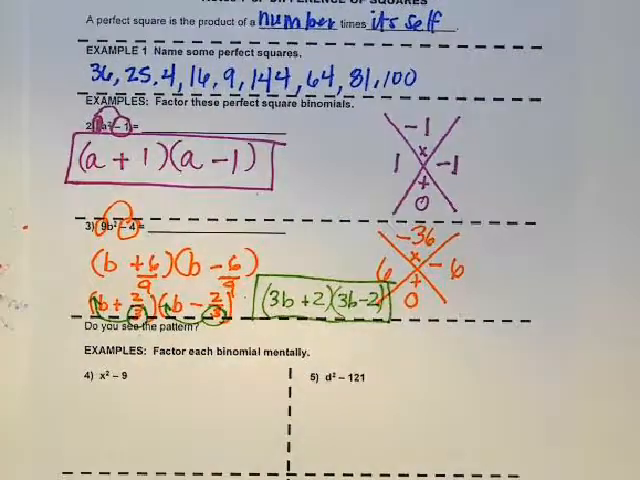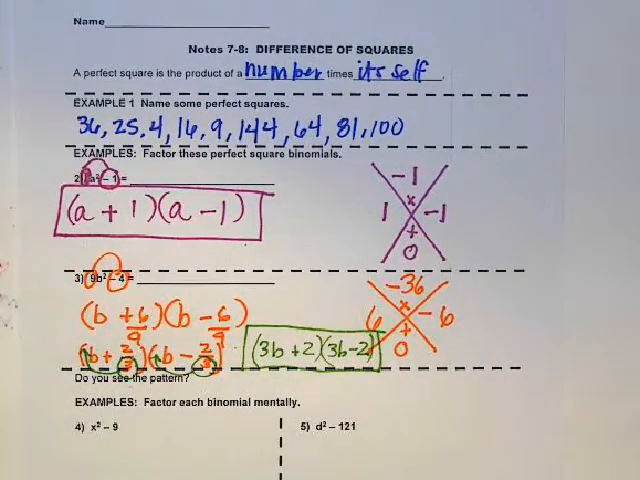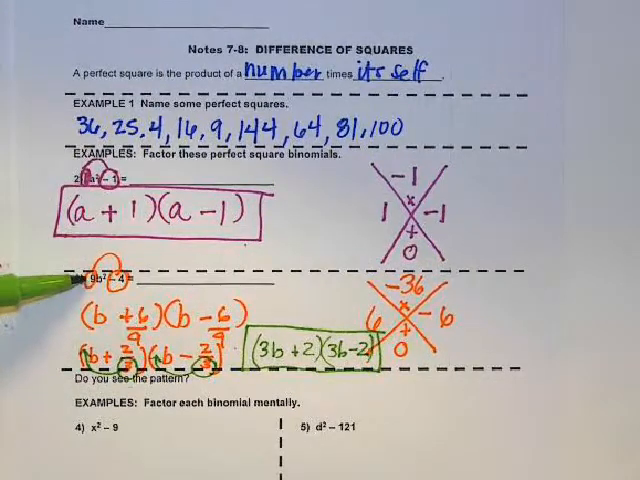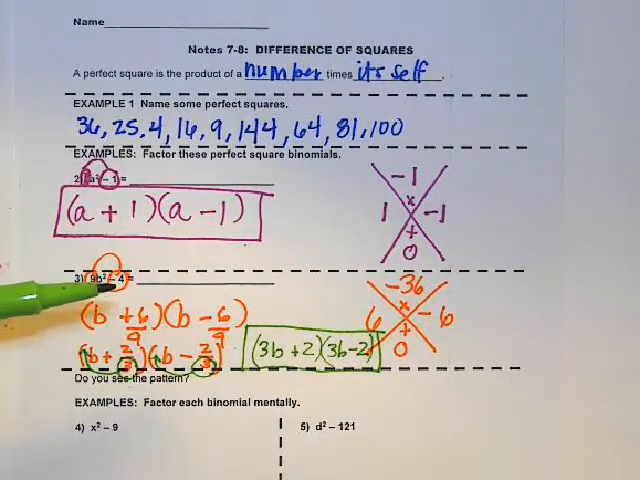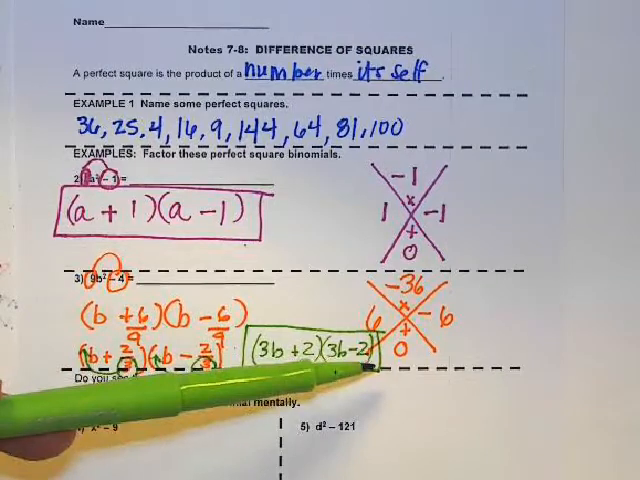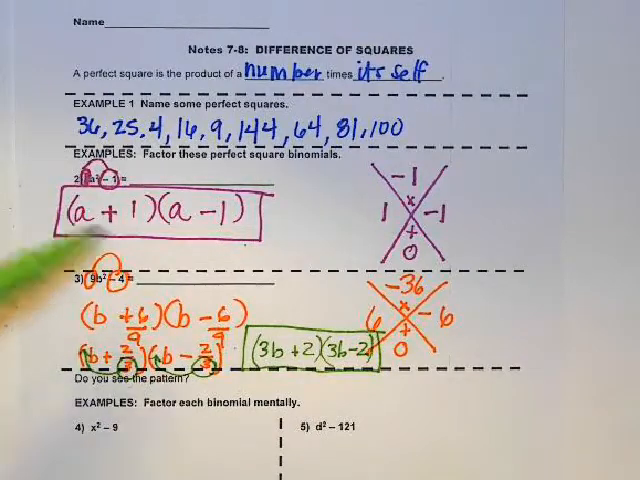Question: it says, do you see a pattern? What's your pattern? What's my pattern? What's the square root of 9? 3. 3B. What's the square root of 4? 2 and 2. Look right here. What's the square root of 1? 1, in front of A, an invisible 1 in front of A. What's the square root of 1? 1 and 1.